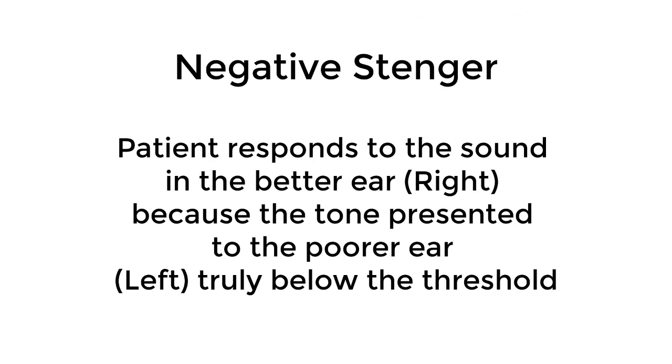The negative Stenger is when a patient responds to the sound in the better ear on the right because the tone is presented to the poorer ear truly below the threshold. So if these were true thresholds and the patient really could not hear the sound at 60 decibels on the left, then presenting the tone at 50 decibels on the left would not elicit a response that they heard the sound on the left side. They would only hear it on the right side, even though the presentation is louder on the left.